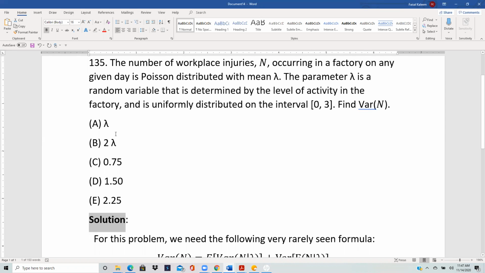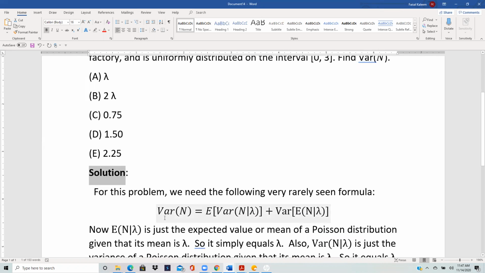We have enough information to actually see what the numerical value of lambda will be. So for this, we will use a very rarely used formula. The variance of any random variable N, if lambda is the mean of that variable, will be the expected value of the variance of N given the mean, plus the variance of the expected value of N given the mean. So basically you just interchange expected value and variance, and it's N given the mean of N.